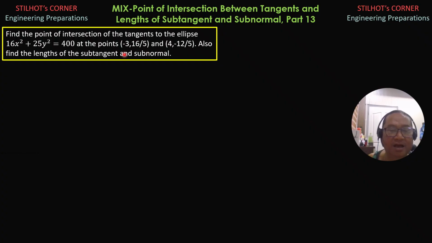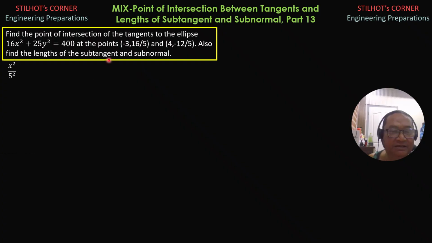Actually, it may be one ordinate coordinate that is given in the problem and you solve for the other value. But I completed the points of tangency here so that the problem can be shortened. Anyway, you should be able to find the other coordinate given one value. Also find the lengths of the subtangent and subnormal.